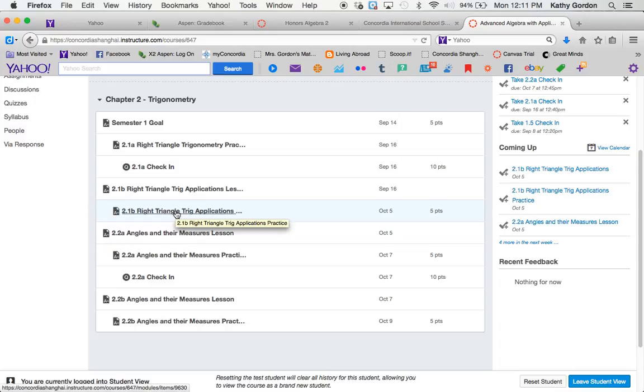2-1B right there. Click on that, the answers are there, check them over quick, and then I'll give you a chance to ask some questions if you need to before we get started on our lesson today.